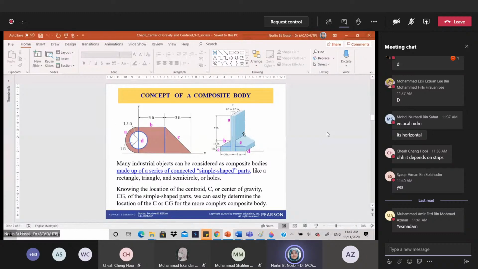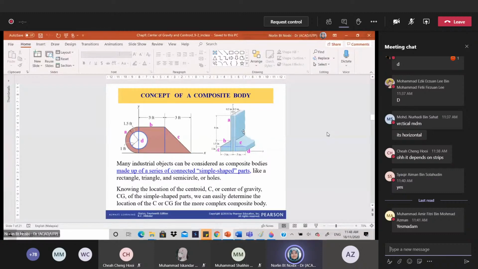And then another one. You can see here there are triangles, 1 and 2, and then a small rectangle, and then the thin rectangle. 2 thin rectangles, then 2 squares, 2 triangles. So this is a composite body because of the different simple shaped parts in one structure.